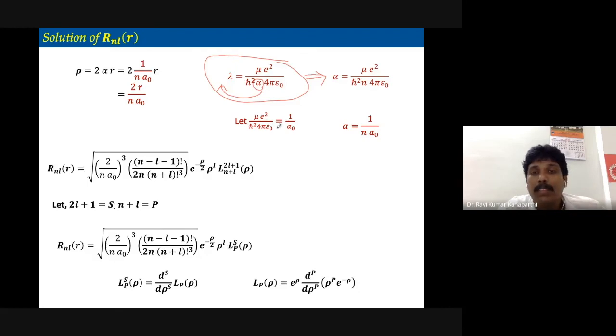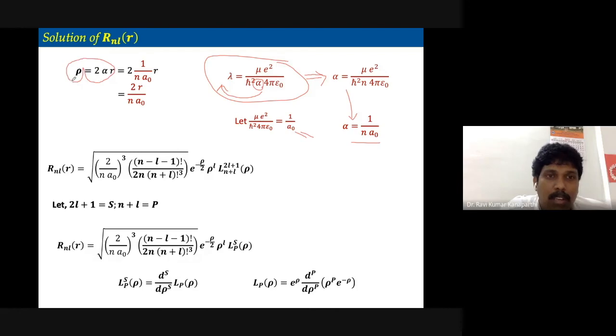So you can replace this as 1 over a naught. a naught, you remember, is the first Bohr orbit, right? So it is basically mu e square by h cross square 4 pi epsilon naught, which is equal to 1 over a naught. And as a result, alpha becomes 1 over n a naught. Having calculated what alpha is, let us go back.